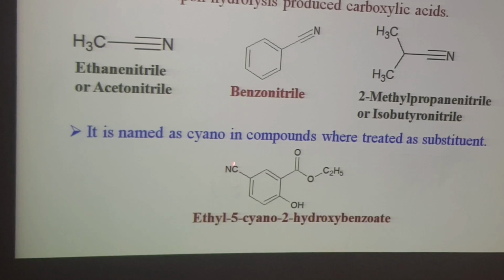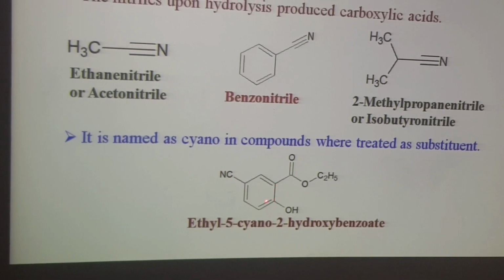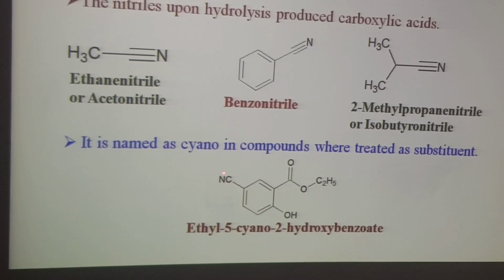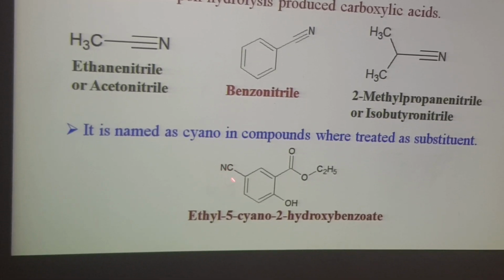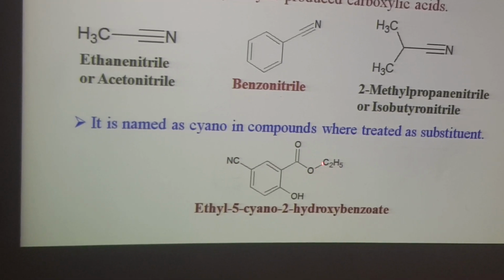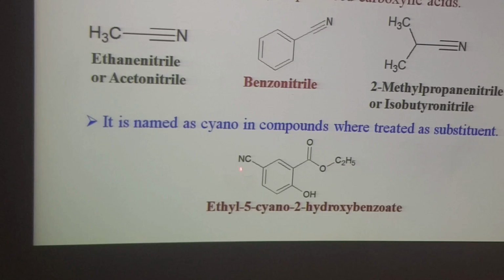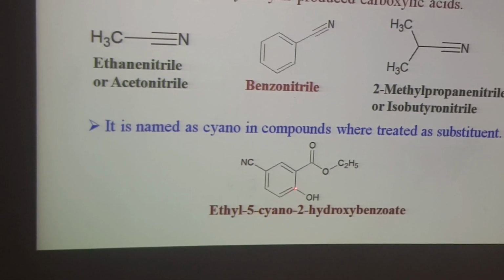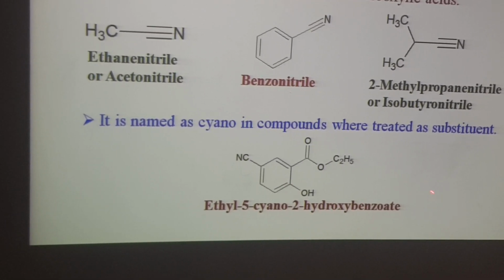If this group is present as a substituent in some molecule, then it is named as a cyano group. So here we have 1, 2, 3, 4, 5. At position 5 we have a cyano group. So this is an ester. First we mention ethyl, 5-cyano, 2-hydroxy benzoate.